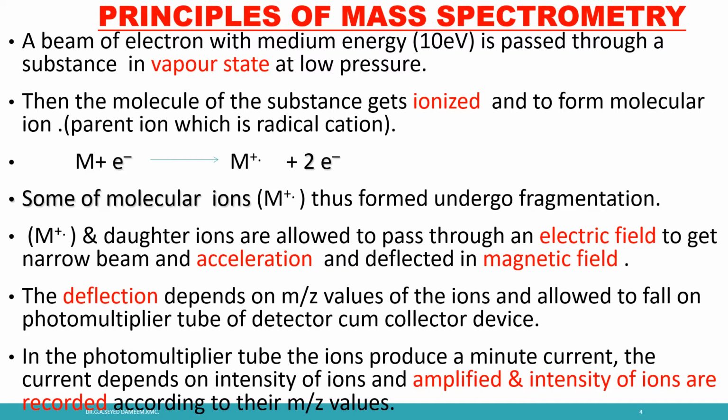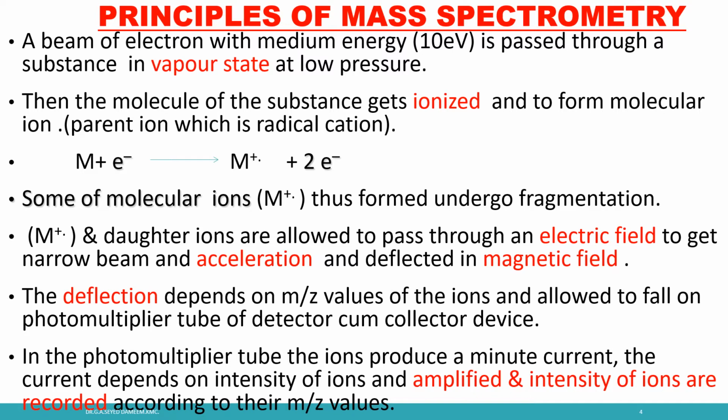a lone pair. If a molecule contains a lone pair, then an electron from the lone pair is removed. If the molecule has no lone pair, then an electron from a bonding pair is removed. So one electron is used for ionization, and another electron is removed from the molecule. That is why we have 2 electrons. So the reaction, that is ionization, is M plus an electron gives M plus dot plus 2 electrons. Here M plus dot is called the parent ion and the general name is radical cation.